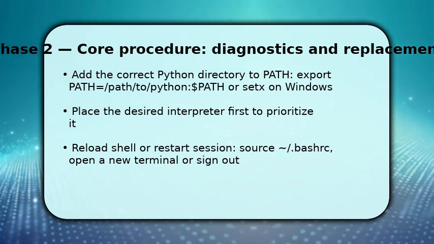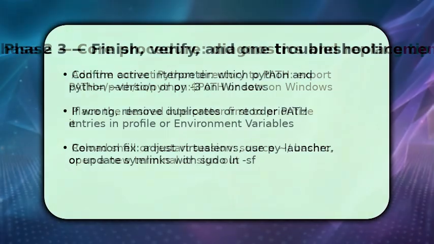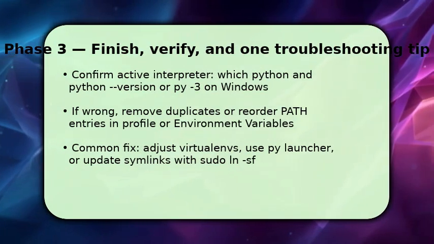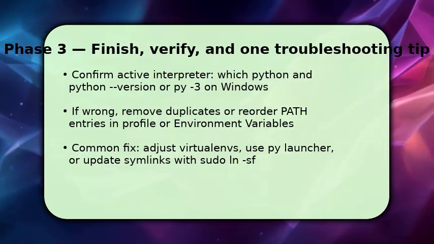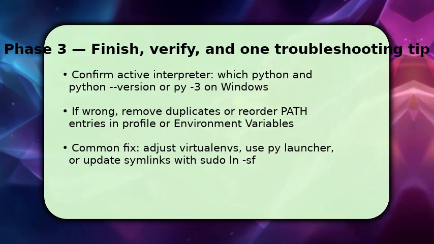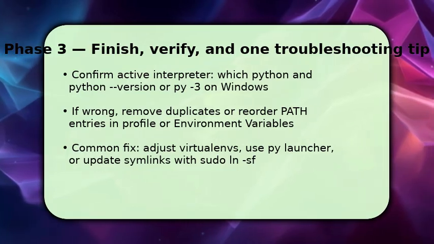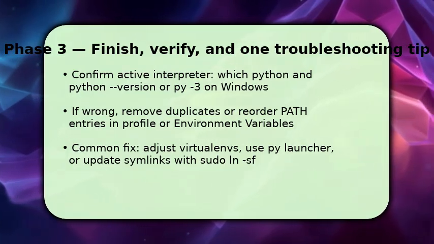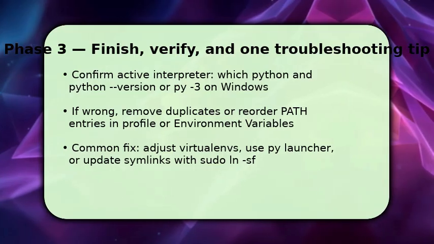On Windows, you finish by validating the change. Run which python and python --version, or use py -3 on Windows to confirm the expected interpreter is active. If you still get the wrong version, inspect PATH for duplicate entries and remove or reorder them in your profile or environment variables. Make sure virtual environments aren't masking the system binary; deactivate them, or adjust their activation scripts.